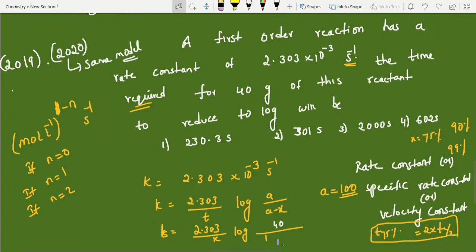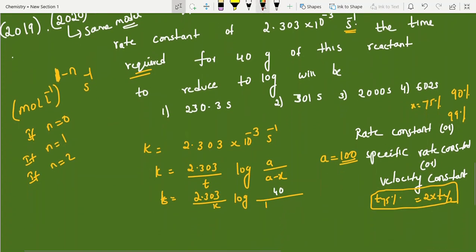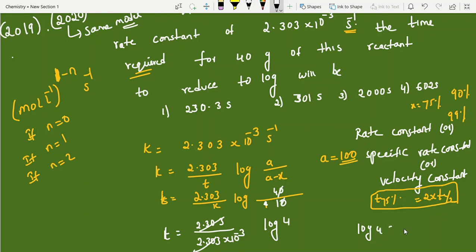40 by 10, 40 by 10. That's it, students will get the answer. Now simplify. What is the K value? t equal to 2.303 by K, which is 2.303 into 10 to the power of minus 3. These two get cancelled. Log 40 by 10 is log 4. Students, the log 4 value is 0.6021.